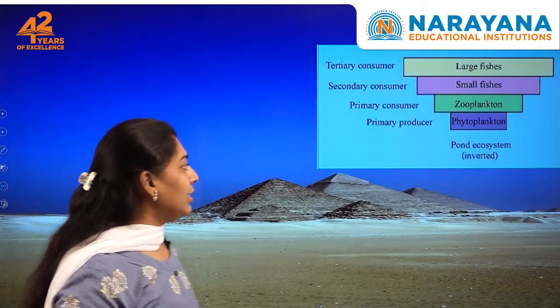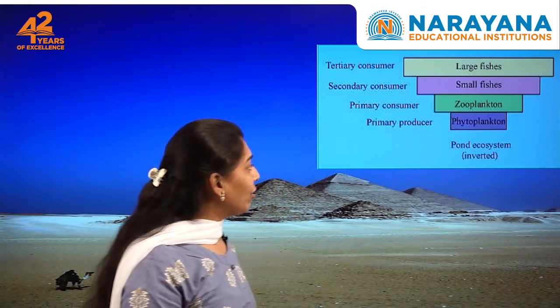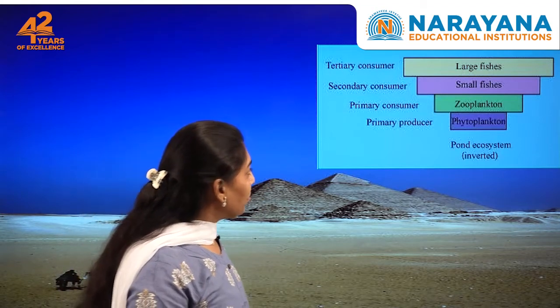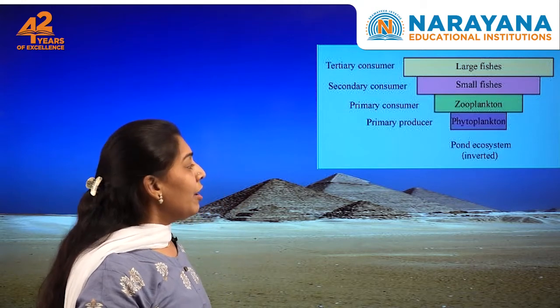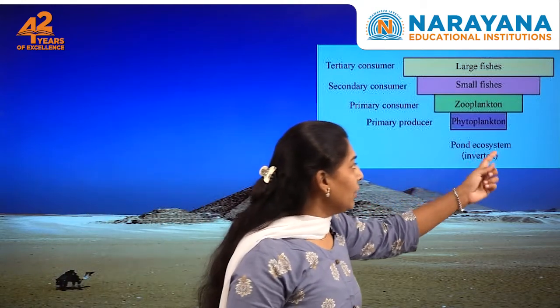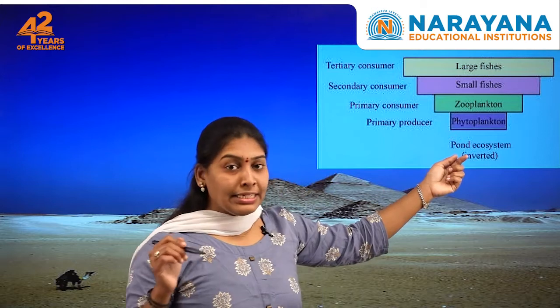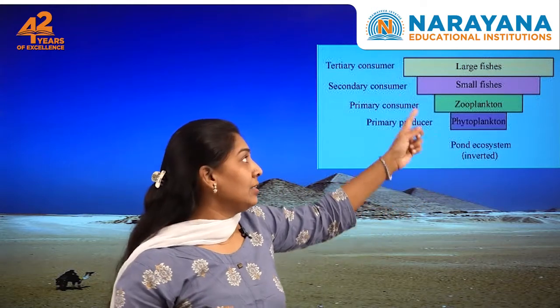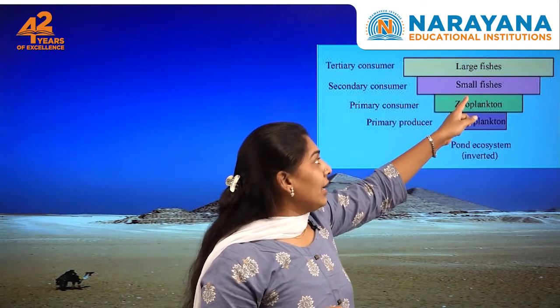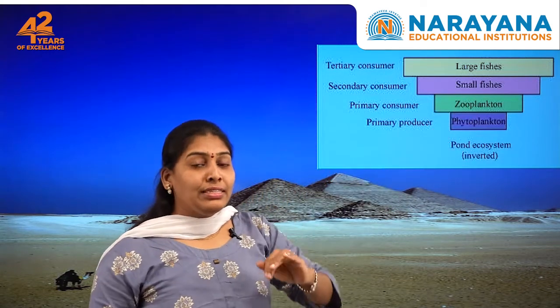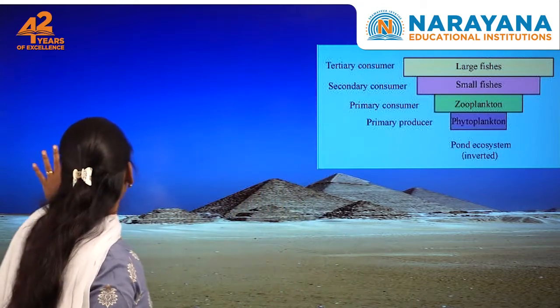This is inverted in the pond ecosystem. So, primary producers, primary consumers, secondary consumers and tertiary consumers. If you take a pond ecosystem, phytoplanktons are negligible here. That is the reason it is in an inverted condition. Zooplanktons and small fishes will be more, whereas compared with small fishes, the largest fishes will be more.